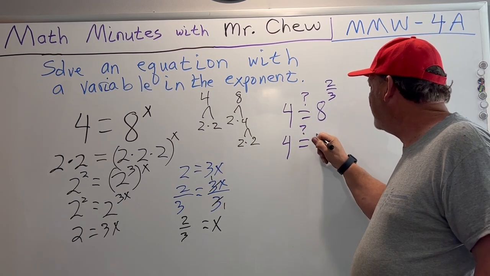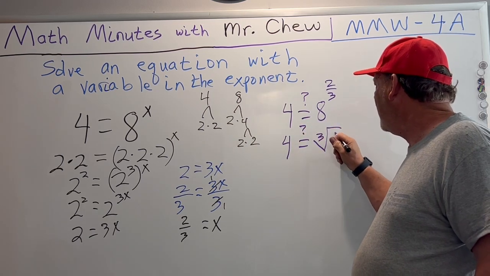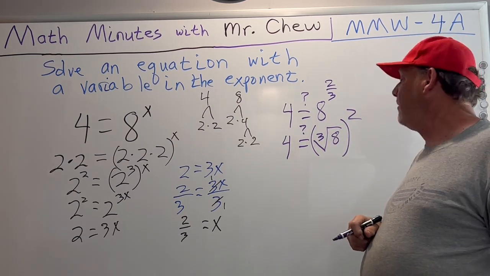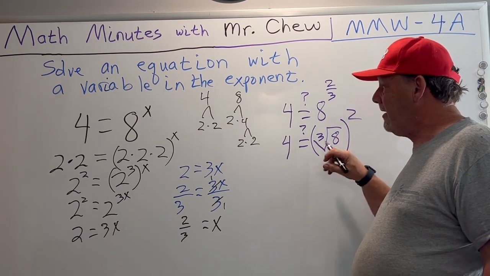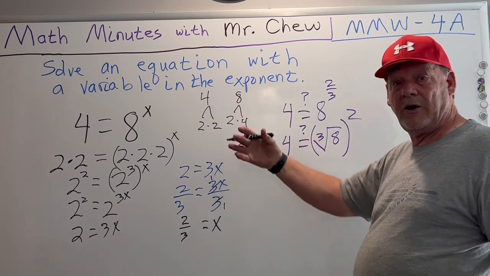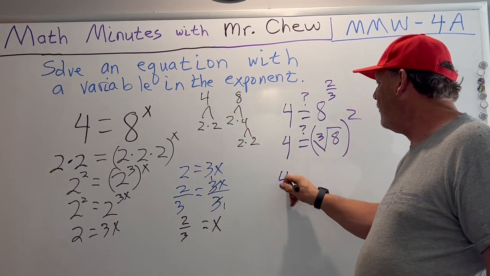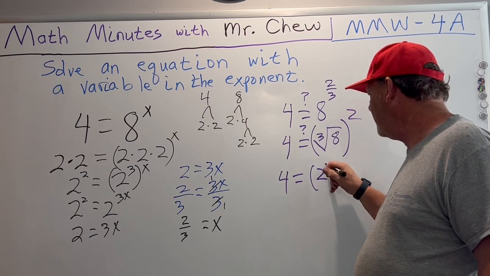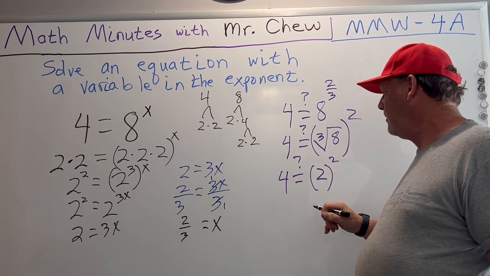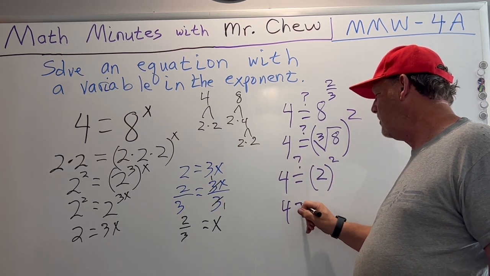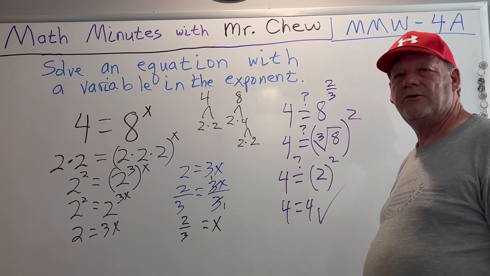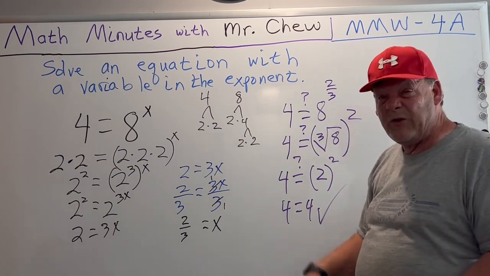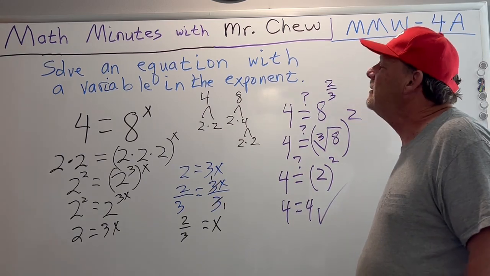That would be the cube root of 8 to the second power. Well, what's the cube root of 8? Well, 2 times 2 times 2. I already had it over here. So 4 equals, this becomes a 2 squared. 2 squared is 4. So I just proved that that is the right answer. Okay, so that was a good review of exponents in this Math Minute.